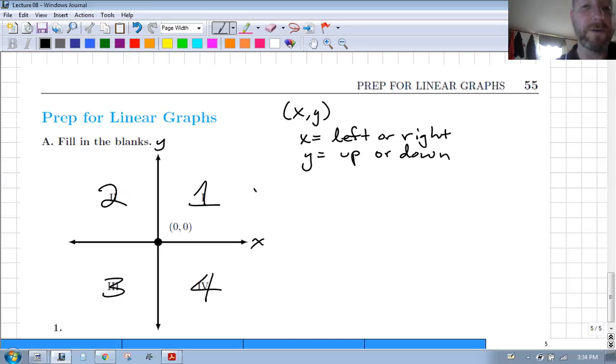Notice they go counterclockwise. So for instance, if you want to graph a point like say (1, 2), you go to the right 1 and you go up 2. Boom. That would be the coordinate (1, 2). So the first coordinate is left and right, the second coordinate is up and down. And here's our quadrants, just a way of locating stuff.